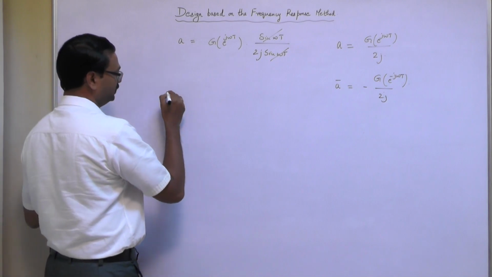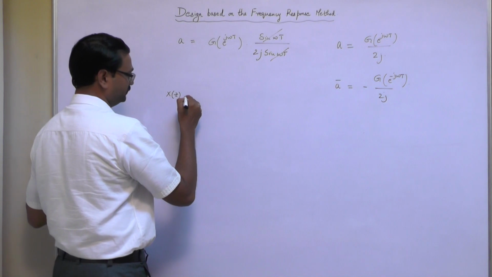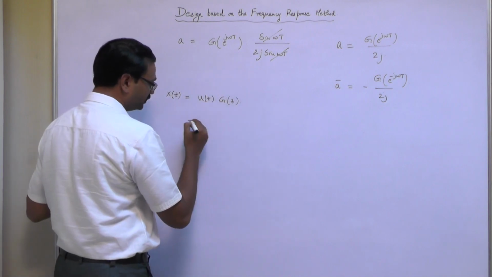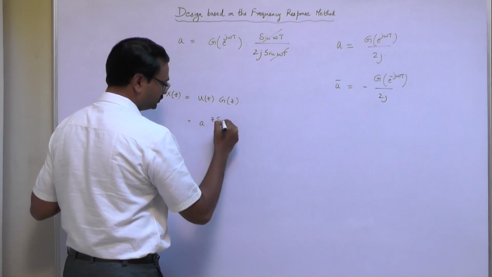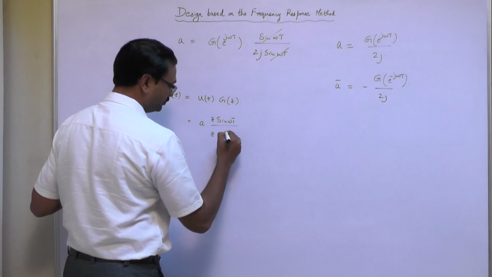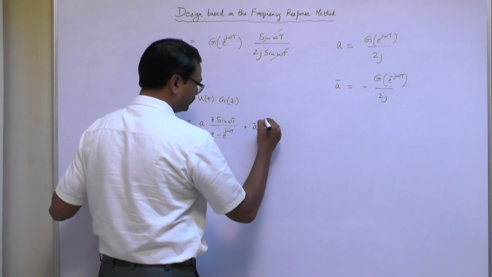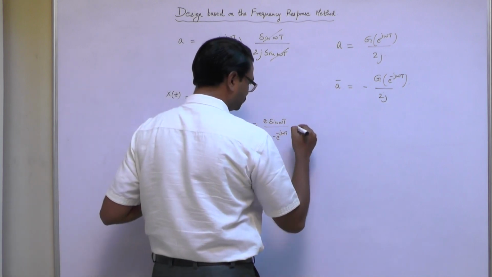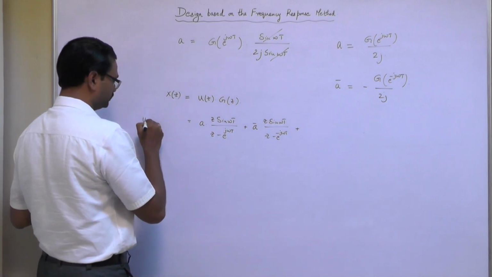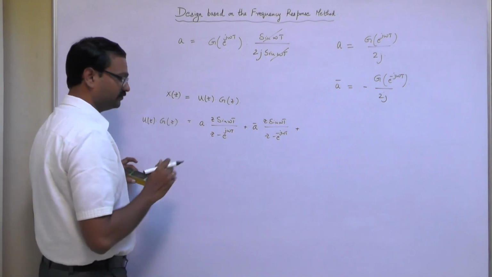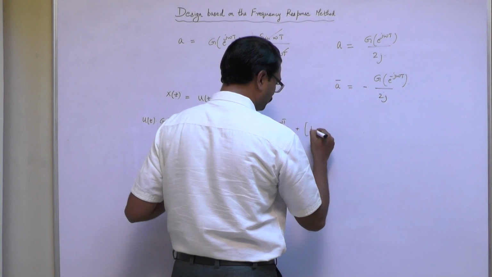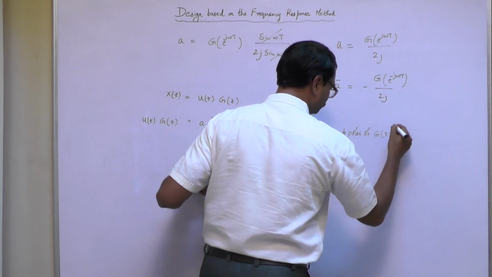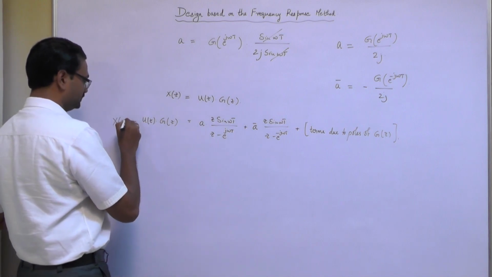And after which, to get these values, we need to once again rewrite X(z). X(z) is equal to U(z) into G(z), where we have A z sin ωT by z minus e^{jωT} plus A bar z sin ωT by z minus e^{-jωT}, after multiplication and partial fraction expansion, plus terms due to poles of G(z). This is nothing but X(z).